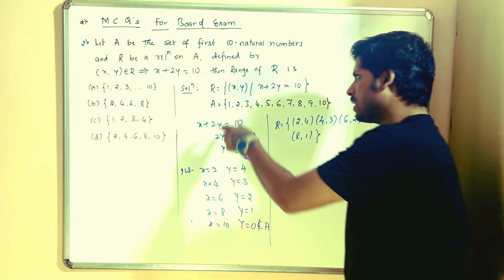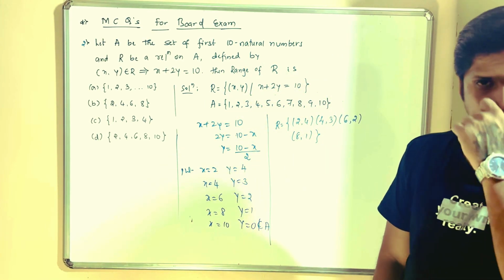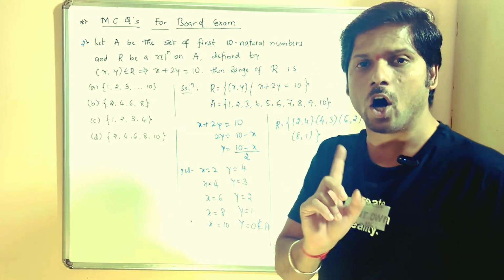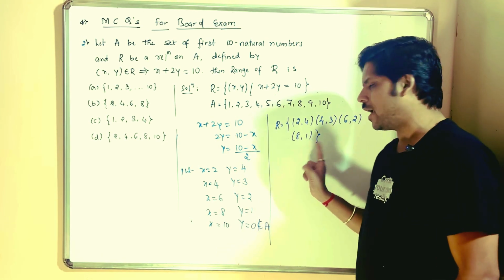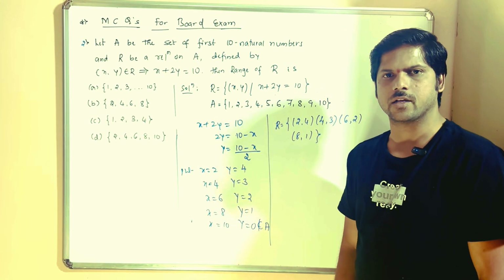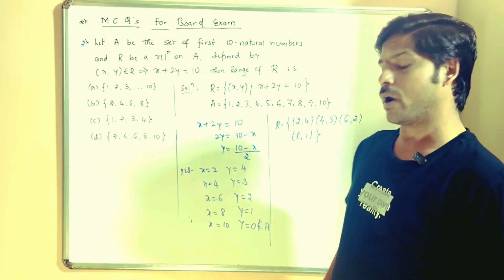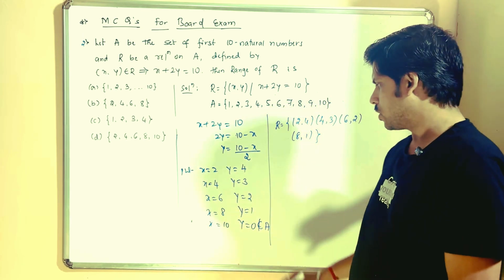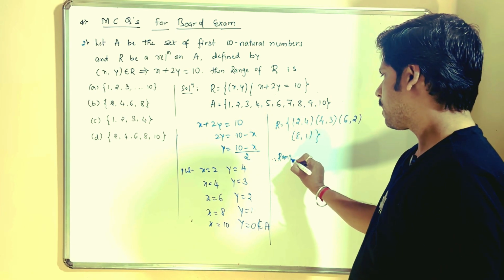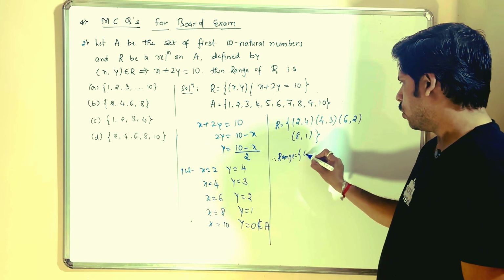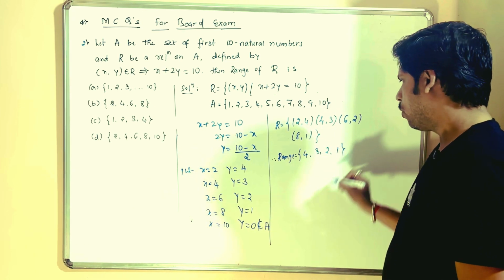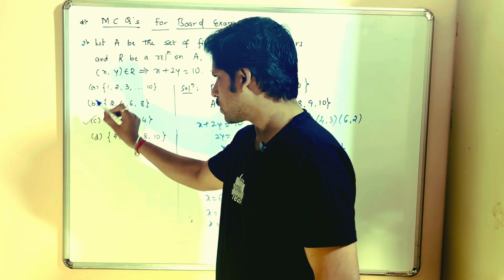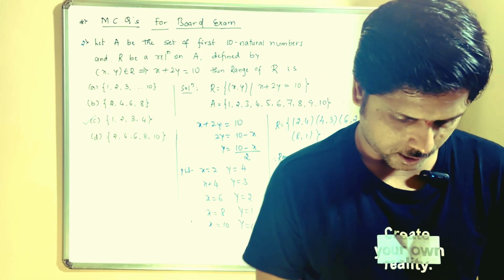These four pairs are the ordered pairs of the given relation R which satisfy the equation x plus 2y is equal to 10. Then what is the range? The second elements of all the ordered pairs are the range of the given relation. Remember, I told you: in an ordered pair, the second element is the range. So therefore the range is 4, 3, 2, 1. Then what is the option here? We have 1, 2, 3, 4, so option C is the correct answer. Write down.